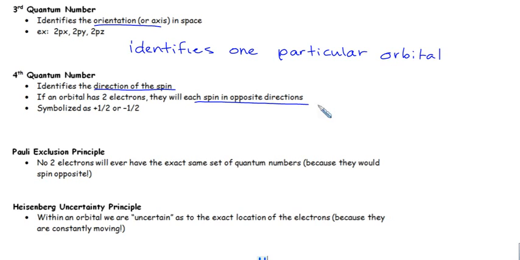Oh, so it kind of means it's arbitrary. But it means that one of the 2 electrons is spinning forward. Now we note that as a positive spin. One of the 2 electrons is spinning in reverse, and we'll say that's a negative spin. The main thing to know is that in the same orbital, they have to spin in opposite directions.